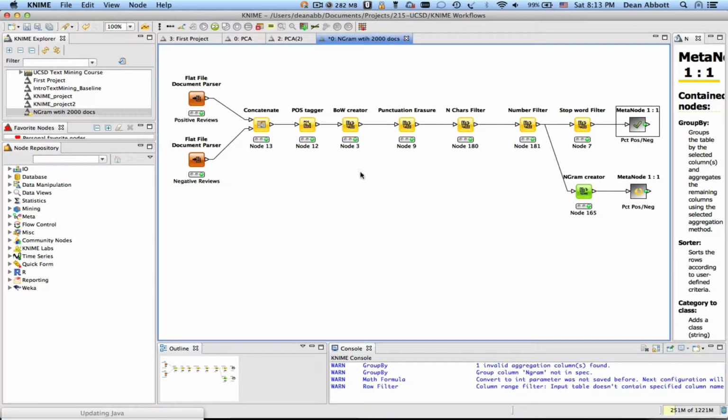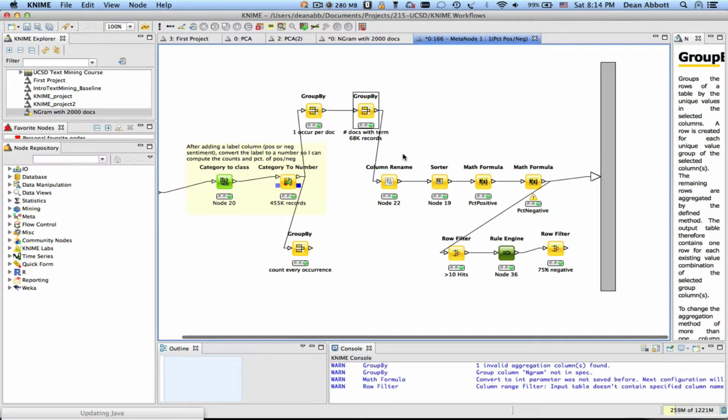This is the same standard process we've been doing all along. I'm using the 2000 document corpus, so things are a little slower. And if you haven't increased your KNIME heap space to at least 1.5 or 2 gigabytes of RAM, you should probably do that before you try to cram through the 2000 document corpus. We're doing the usual parts of speech tagging, bag of words creator, and then a bunch of the filters. And in this meta node, this is where I'm doing the positive and negative sentiment.